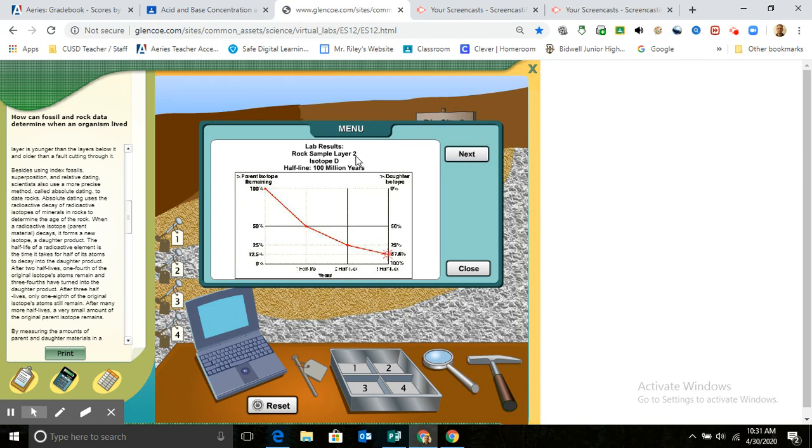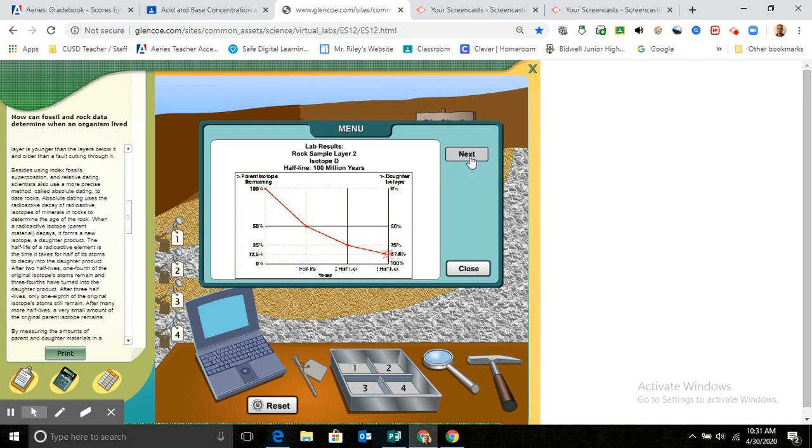Okay, this is layer 2. It's isotope D. The half-life is 100 million years. So check out how this works. It's just like the graph from your interactive notebook assignment. Okay, it's going to go down. Here's one half-life. Here's another half-life. And here's another half-life. So it's gone through 3 half-lives. The half-life is 100 million years. So this would be 100 million, 200 million, 300 million years old. So that rock layer is 300 million years old.